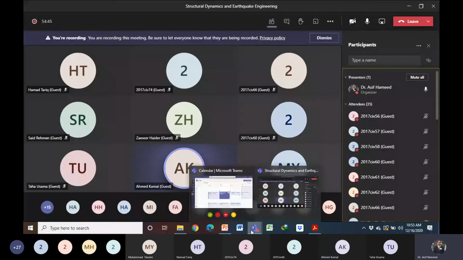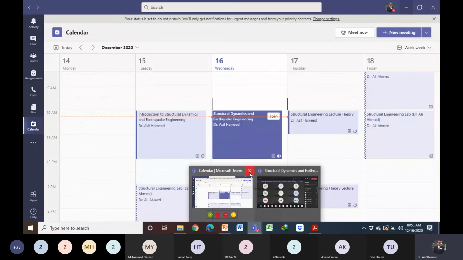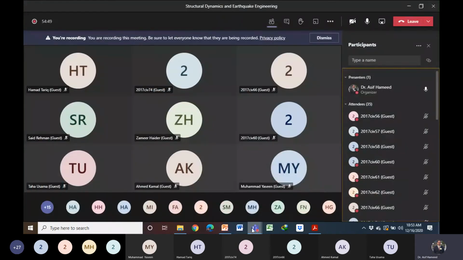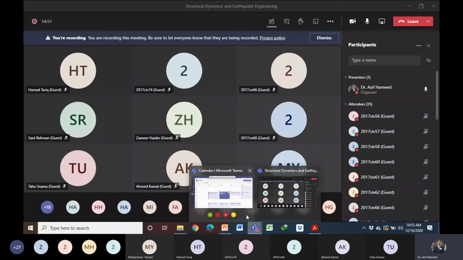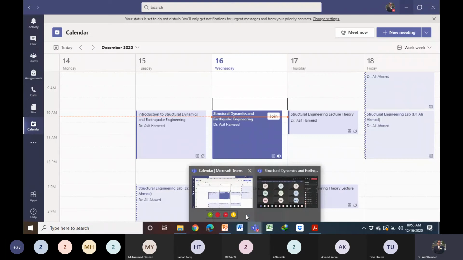So this method is easier than the other two methods. That's why we are discussing this method. And in the design offices, we may use this method to approximate the dynamic response, okay, for the regular structure, for the routine structures only.